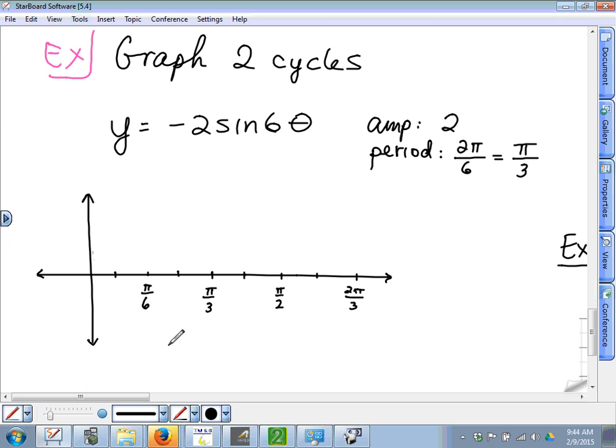Okay. Did we get it? Yes. So really the only thing that concerns me, you guys, is that you recognize what the minus sign does. You still start at 0, 0, but the minus sign forces you to go down to the lowest point first, and then up to the highest point, and the cycle ends at pi thirds. And then it repeats, down to -2, up to +2, down to 0. Is it what you guys had? Pretty much?